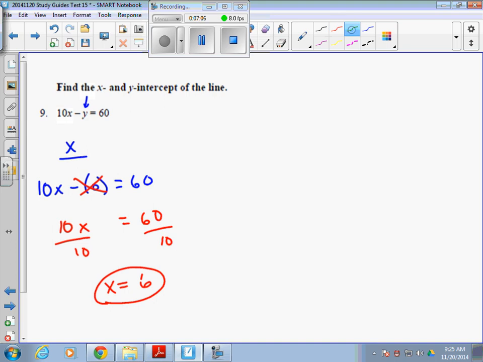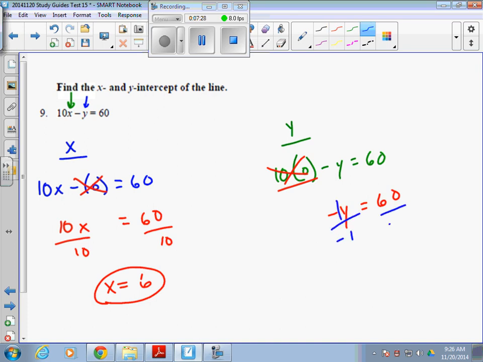We're going to do the same thing when we look for the y-intercept, except this time we're going to plug in 0 for x. 10 times 0 minus y equals 60. 10 times 0 gives us 0. That cancels that part of the problem out. Negative y equals 60, or negative 1 times y. Divide by negative 1 on both sides. Y equals, a positive divided by negative is a negative 60. Your y-intercept is negative 60.